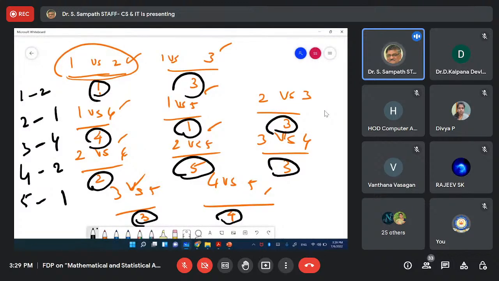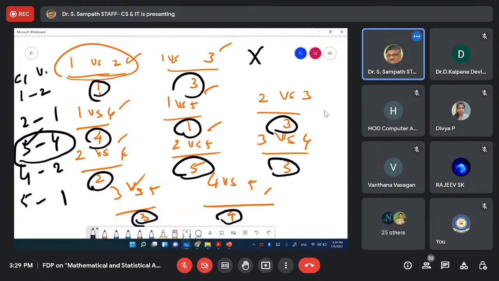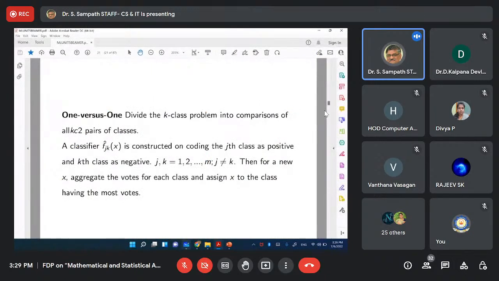So now this 3 has received the maximum vote. Therefore, the test object will be assigned to the 3rd class. If these are your classes and these are your votes, the class that secures the maximum votes, namely 4, is 3. Therefore, the particular object will go to that class. Have you understood? Yes or no? Yes, sir. Okay. So this is how SVM performs classification in a multi-class situation.